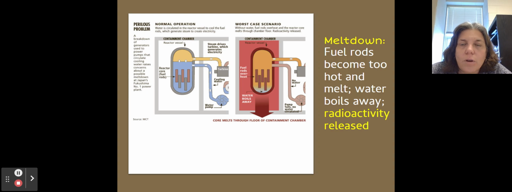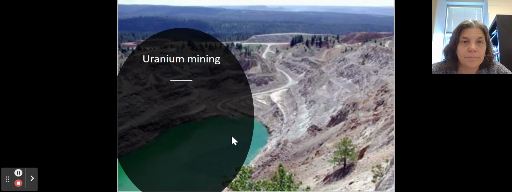Without water, let's say the water boils away. Look at the situation on the right in the red picture. The water boiled away. Now my fuel rods don't have anything to cool them down and they're going to overheat, and the reactor core is melting through the floor of the chamber. This is very bad. If this happened, radioactivity would be released and anyone living in the area around there could be contaminated with ionizing radiation. And that would be a bad thing.